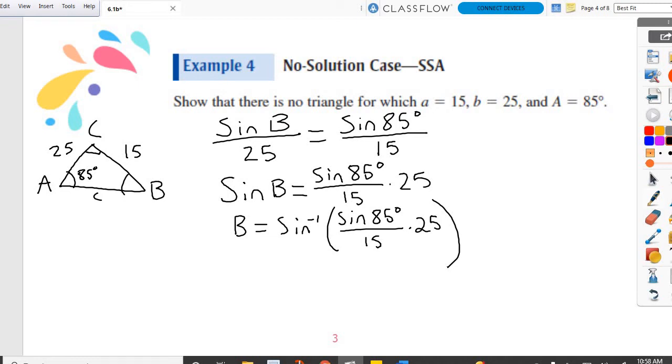What does it say? It's a domain error. Okay. Why would I have a domain error? Is it out of the range? I don't know. So plug this in without the sine inverse.